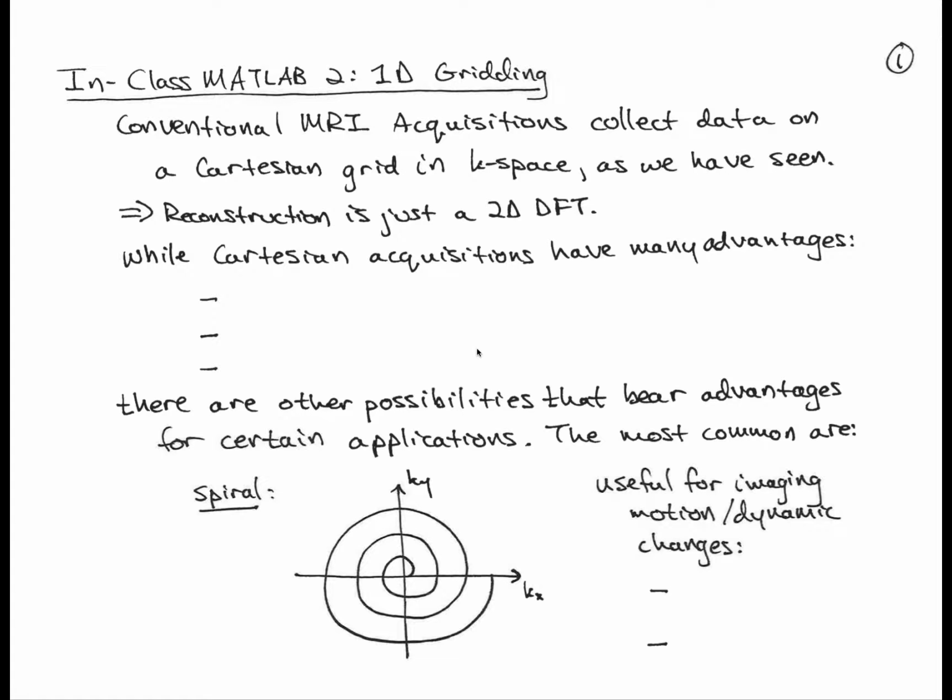Conventional MR acquisitions collect data on a Cartesian grid in K-space, as we've seen before in lecture. In that case, reconstruction is just a 2D discrete Fourier transform that is embodied by a fast Fourier transform algorithm. Cartesian acquisitions have lots of advantages, such as fast reconstruction times, because you can directly use an FFT without any gridding. They are relatively immune to system imperfections, such as eddy current-induced timing errors.